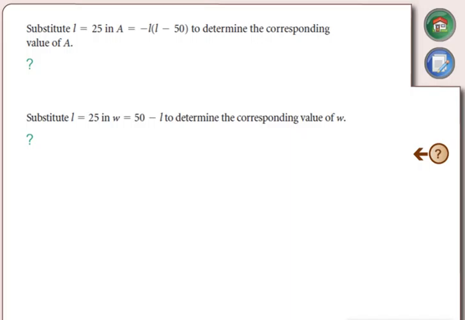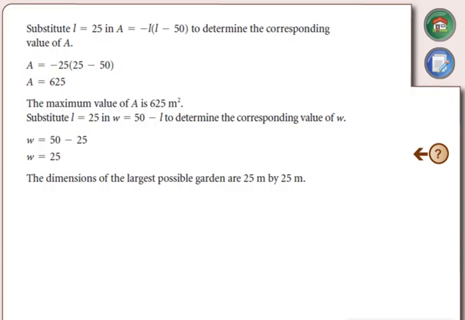Just take your 25, substitute it back into the formula there, and we can get our A, our maximum area, which gives us 625 meters squared. We could substitute the 25 in to solve for the W. And oh, look at that, we also come up with 25. That's usually going to be the case. Maximum areas go with the squares.